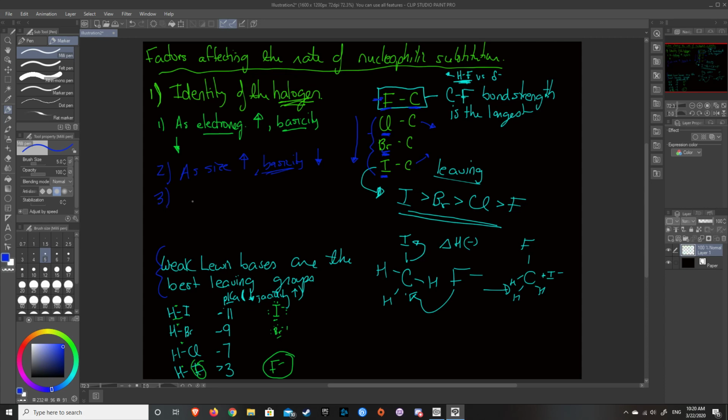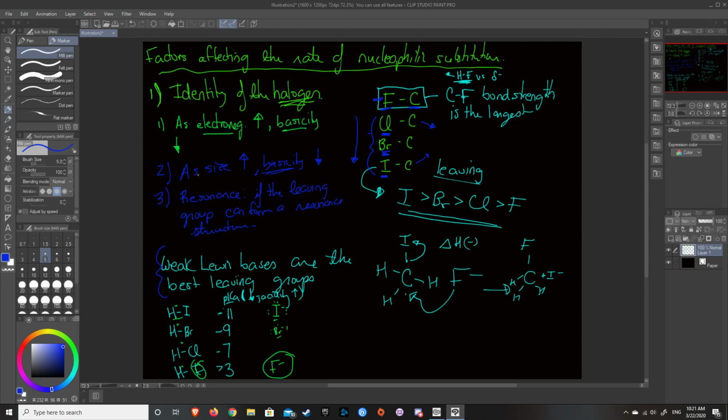And third, our trend is resonance. This is going to be an important one. If the leaving group can form a resonance structure, then it's a better leaving group.